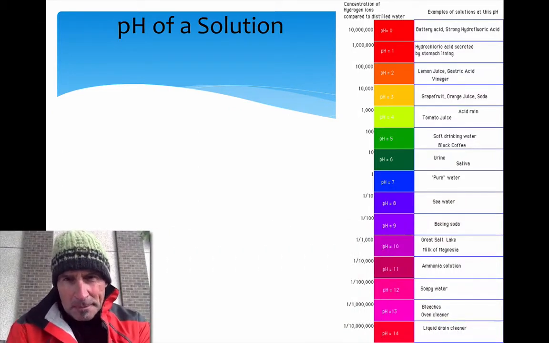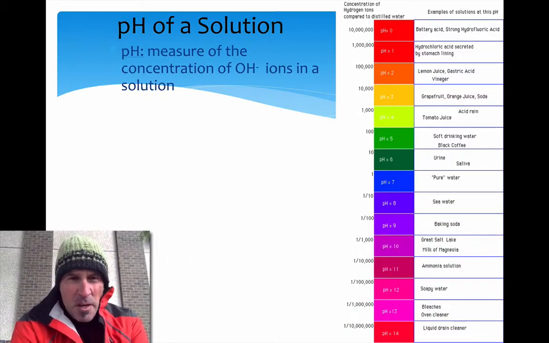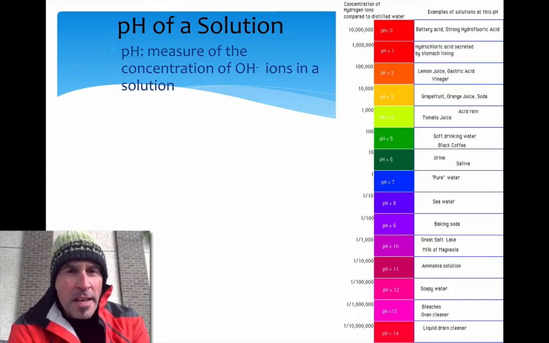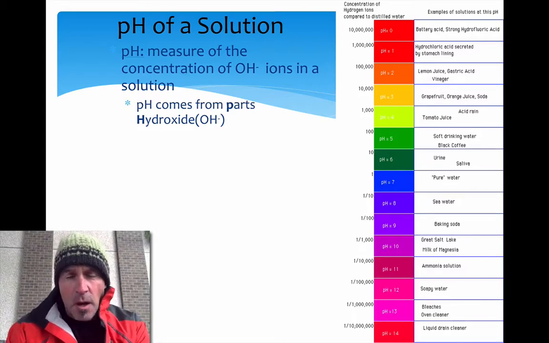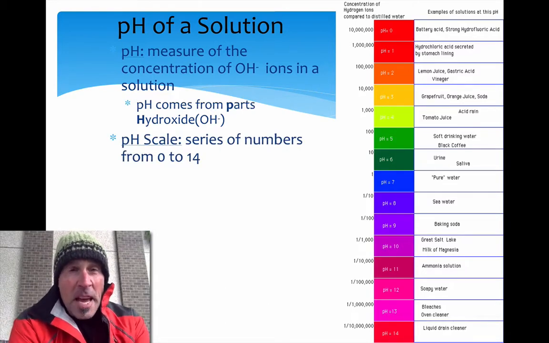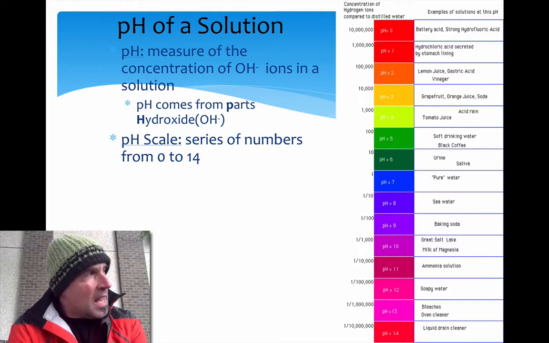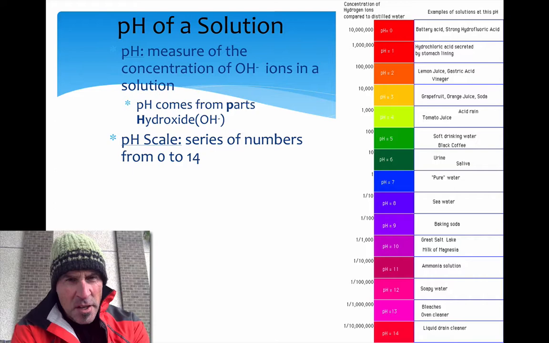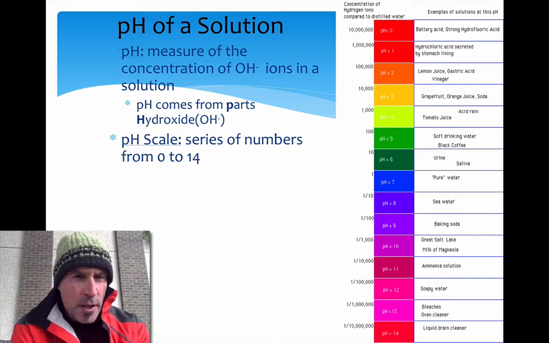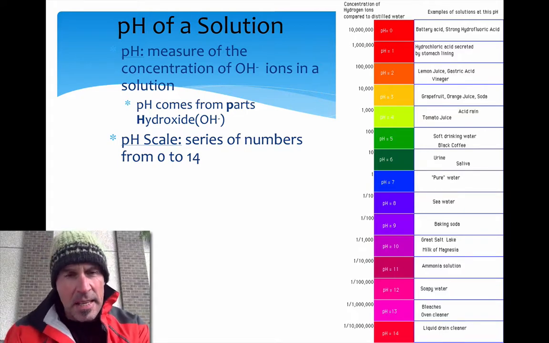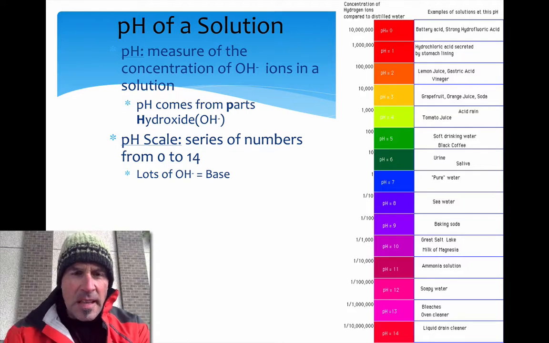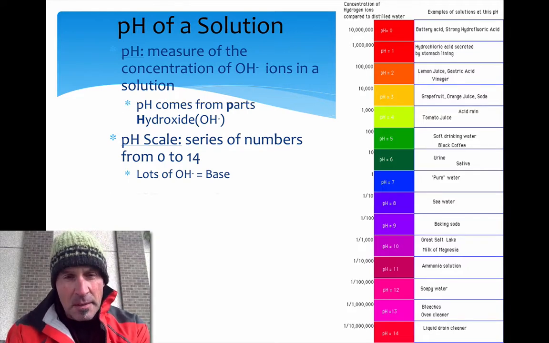All right, so pH of a solution. The pH, parts hydroxide, is a measure of the concentration of OH negative ions in a solution. pH comes from parts hydroxide, OH negative in this case. So the pH scale is a series of numbers from 0 to 14, and actually sometimes you will find pH scales that go on a scale of 0 to 12. Not a huge deal, just still the same basic principle, they just don't quite go up as high as 14. So lots of OH negative equals base, and lots of H positive ions equals more acidic, it's an acid.